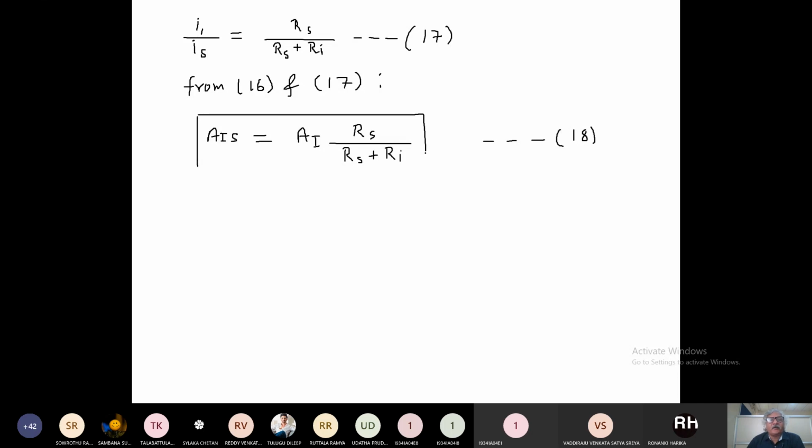So this is the expression of overall current gain, right? For calculating the overall current gain, if you know the value of internal current gain, use that value, and then the value of RS will be given in the circuit, and RI you might have calculated. Use those values and you will get the overall current gain.